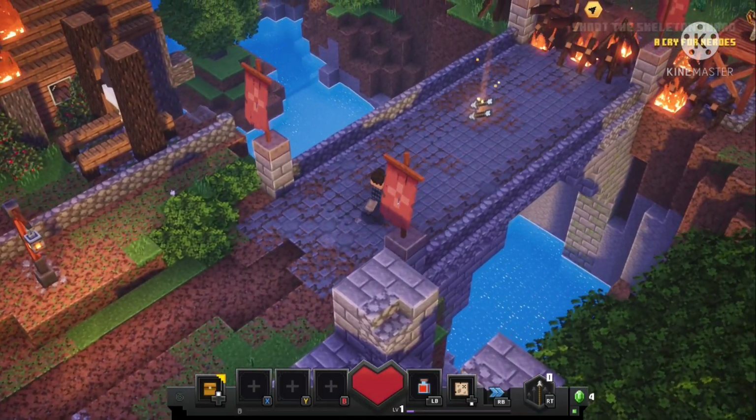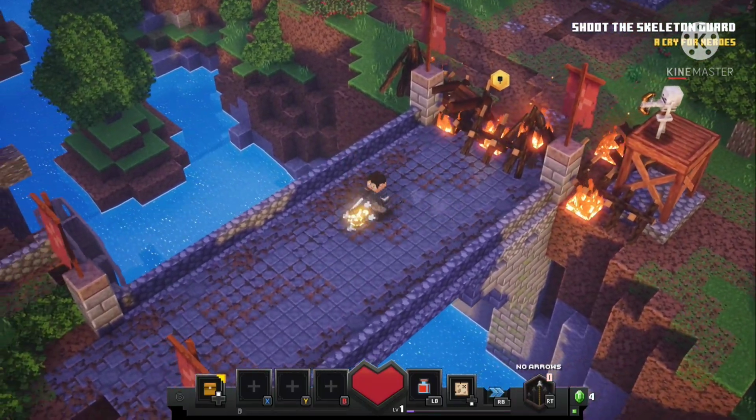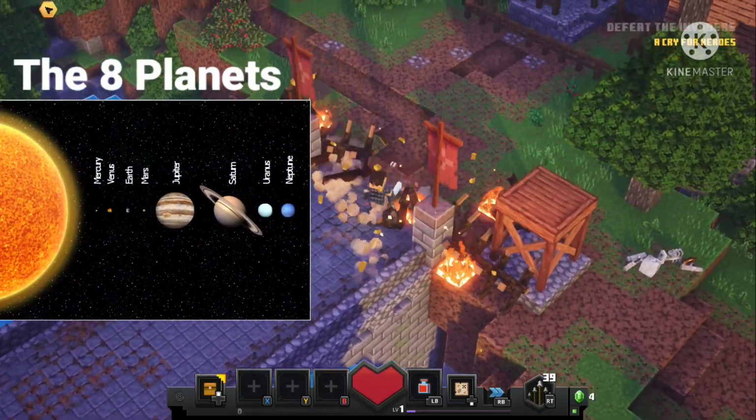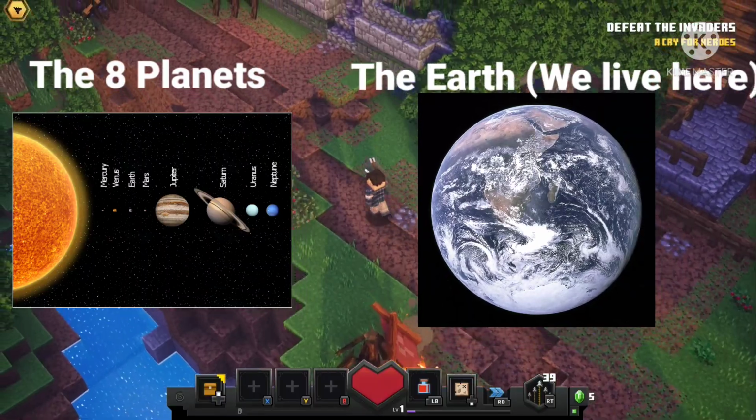This is just general things about the solar system that pretty much everyone knows, such as the 8 planets that orbit the Sun and that we live on Earth.